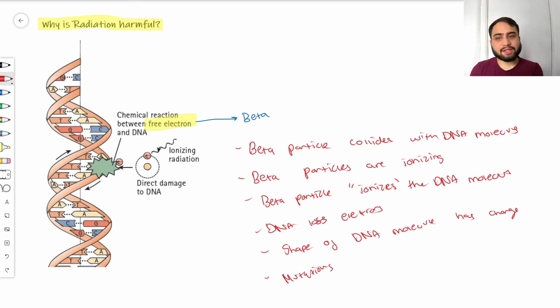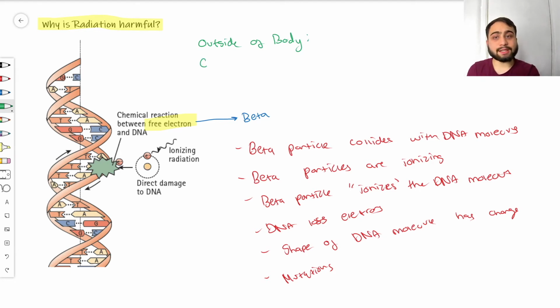Now, I've given the example of a beta particle here, but this can also be the same case with alpha and also the same case with gamma as well. But there are some differences between the harmfulness of different radiation. So, outside of the body, which type of radiation do you think will be the most harmful?